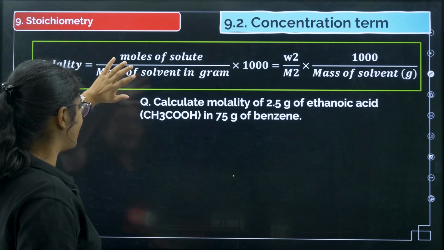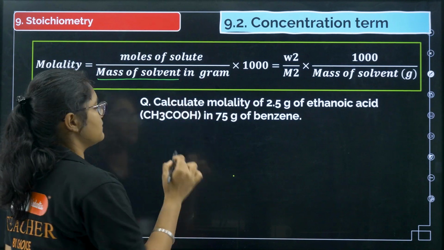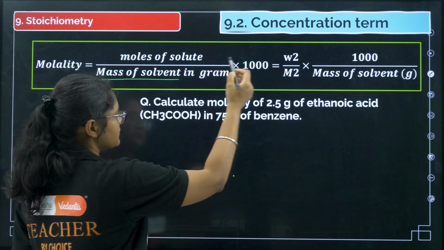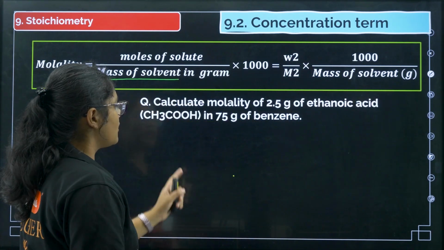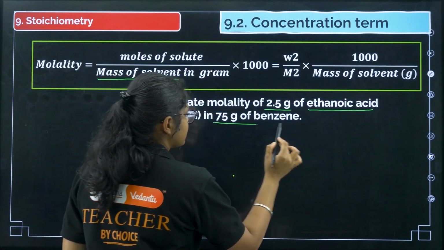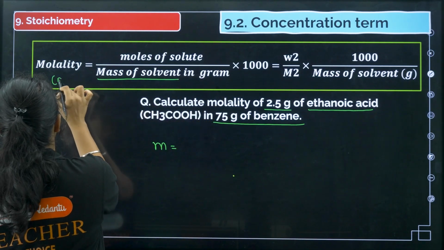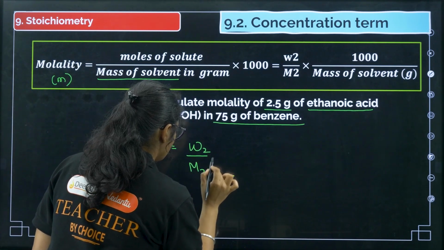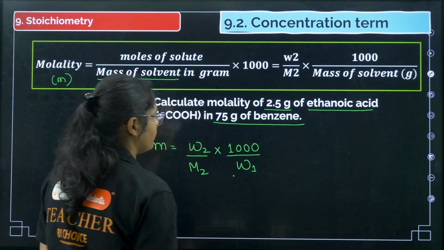Next term is molality. Here molality formula is moles of the solute by mass of the solvent. This is important: mass of the solvent in grams into 1000. So moles of the solute you can write W2 by M2 into 1000 by mass of the solvent in grams. Now let us do this question. Calculate the molality of 2.5 gram of ethanoic acid in 75 gram of benzene. Molality is with small m, so W2 by M2 into 1000 by mass of the solvent, that is W1.